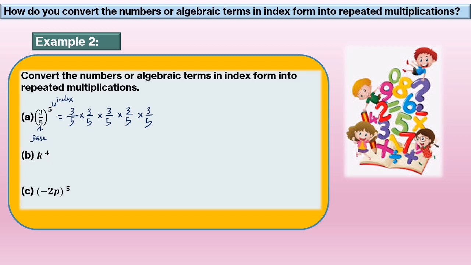Okay, quite simple, right? So k power of 4, the answer is k times k times k times k, repeated 4 times. If there is a negative, then we write the base in brackets. So negative 2p times negative 2p times negative 2p times negative 2p times negative 2p. So repeated 5 times.